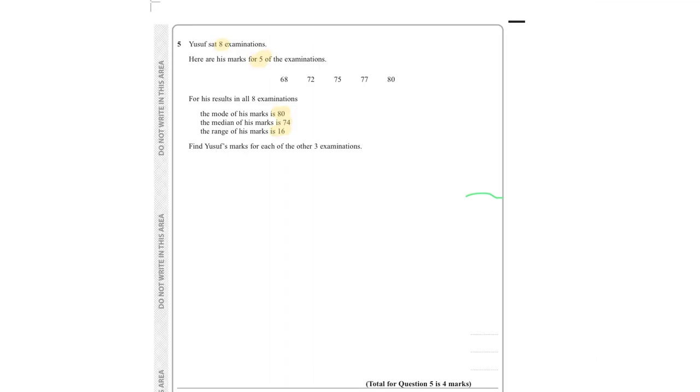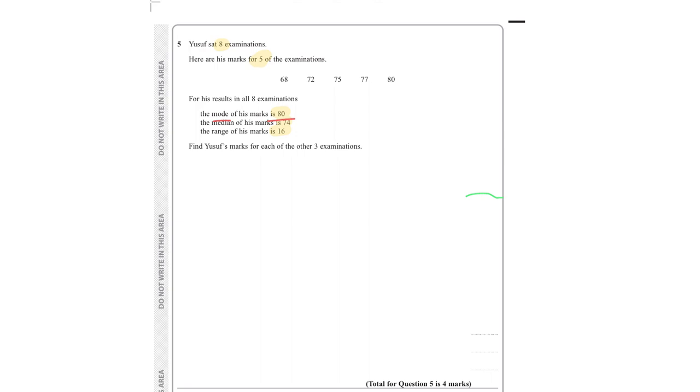Last question on these, which is to do with averages. So Yusuf has sat 8 exams. The marks for 5 of his exams are shown, and the results for all 8 exams are given to you in terms of the mode, the median, and the range. You now need to work out the other 3 marks.